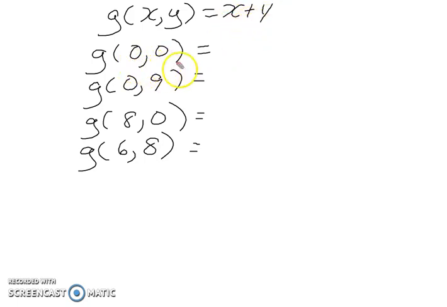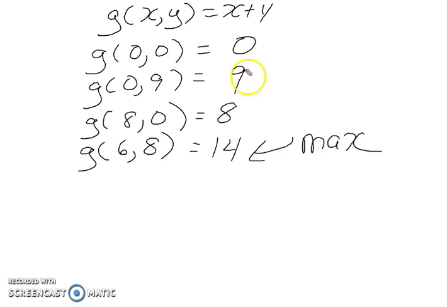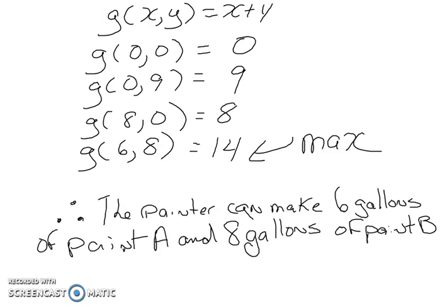So 0 plus 0 is equal to 0. Then 0 plus 9 is 9, 8 plus 0 is 8, and 6 plus 8 is 14. Since we're trying to max out our paint, this is our max. Therefore, we can say that the painter can make 6 gallons of paint A and 8 gallons of paint B. That is his max. He can't make any more than that.